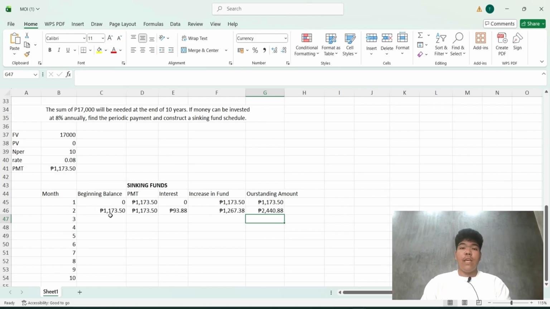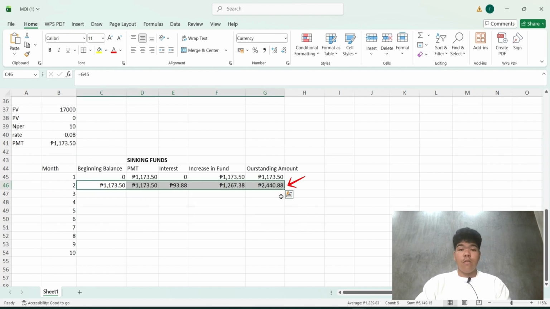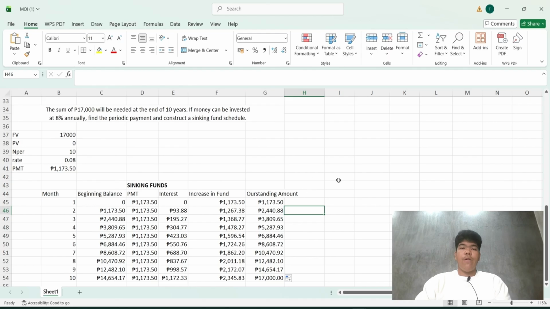Now, this is where it gets interesting. Instead of inputting each value and calculating each one in our schedule, you can just select the row, click and hold this small square in the corner of our row, drag it until we get to the 10th month, and then let go. And there you have it. Our sinking fund schedule is now complete.